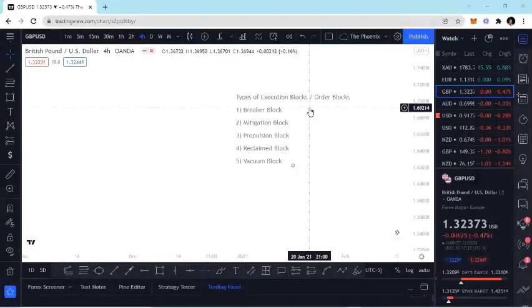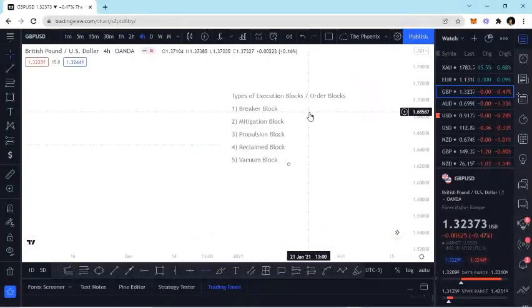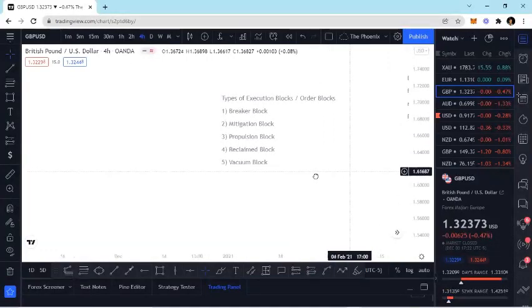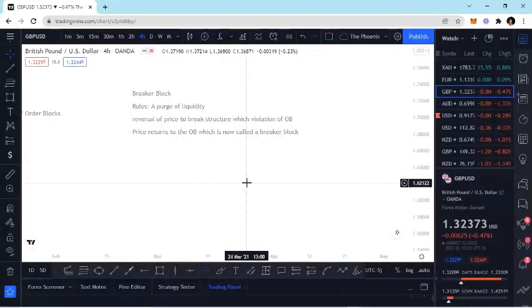Welcome back, everyone. Today, I want to talk to you about what we call the different types of order blocks. I'll go over each example, show you what to look for in terms of the pattern on the chart, in terms of what price will do, and how you can know where to place your entry. So we have the breaker block, mitigation block, the propulsion block, the reclaimed block, and the vacuum block. I had drawn out some examples, but I'll tell you what the rules are as it relates to each block.